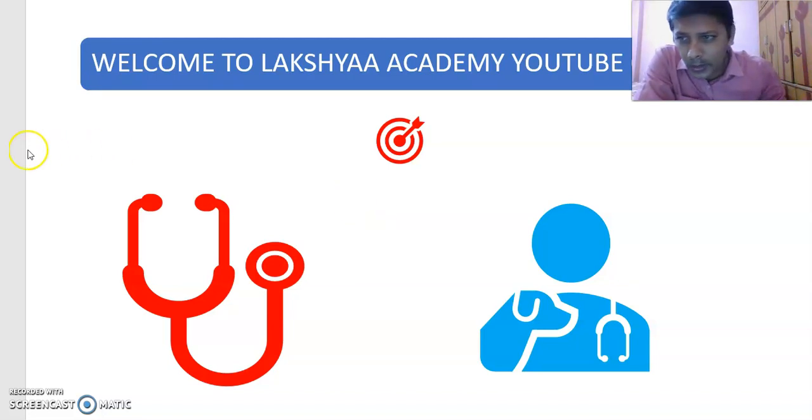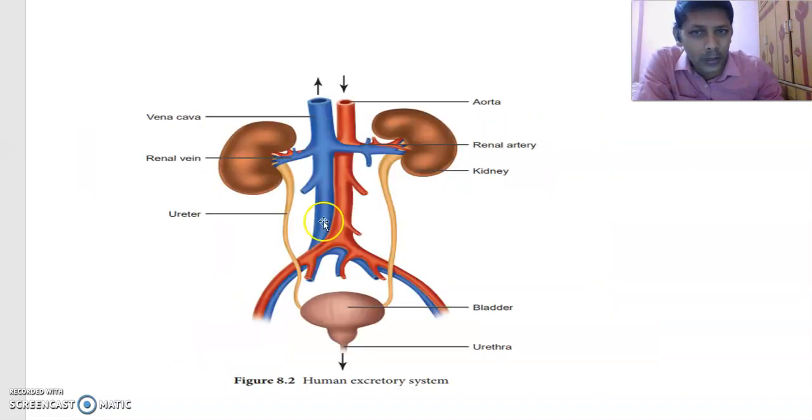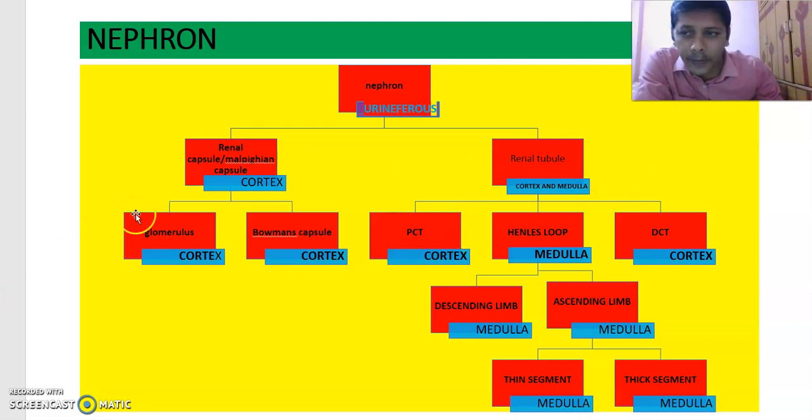This is part 6 of the excretory system, that means excretory products and their elimination. In this video we are going to learn the structural and functional unit of the kidney. You know there is a bird called neophron, that is the vulture. This is a nephron, not neophron. Nephron is the structural and functional unit of the kidney.